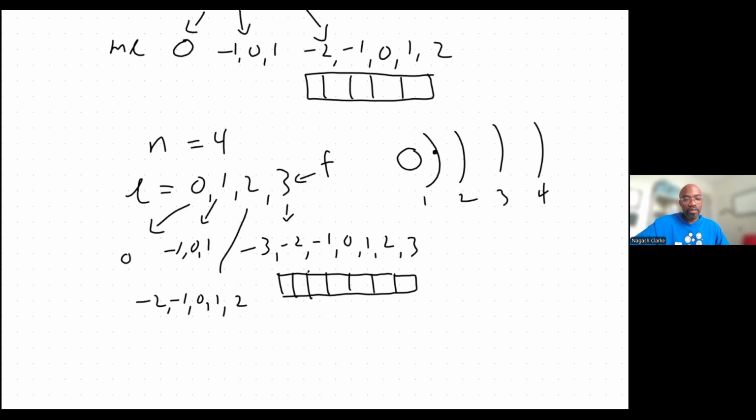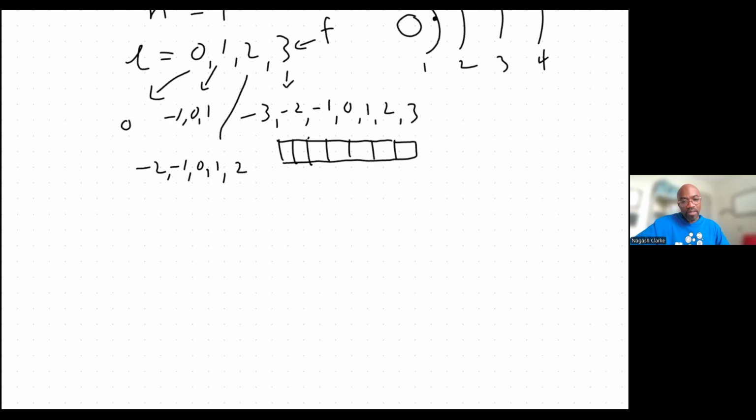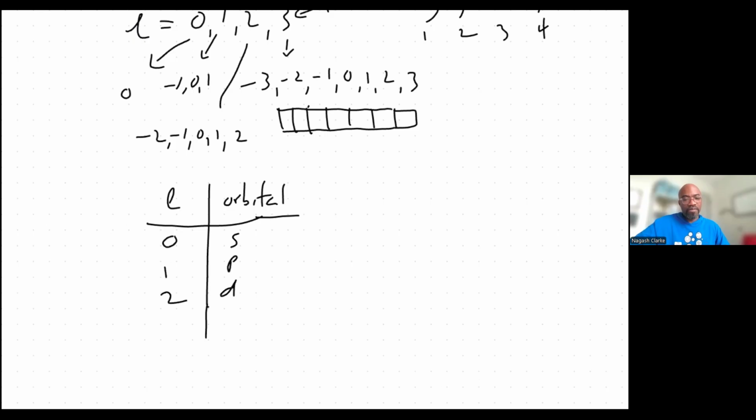So let's summarize here. Here's my L value, and this is really important when we start making the electronic configuration. 0 is S, 1 is P, 2 is D, and 3 is F. So we can think of electrons: every box can hold two electrons, right?